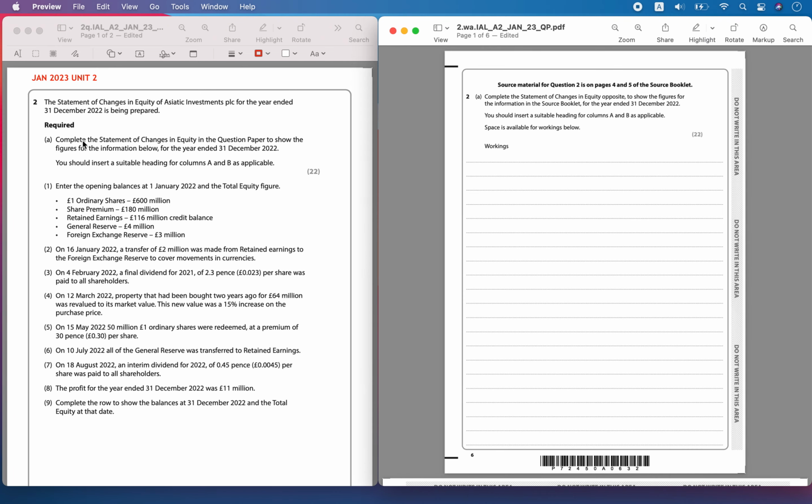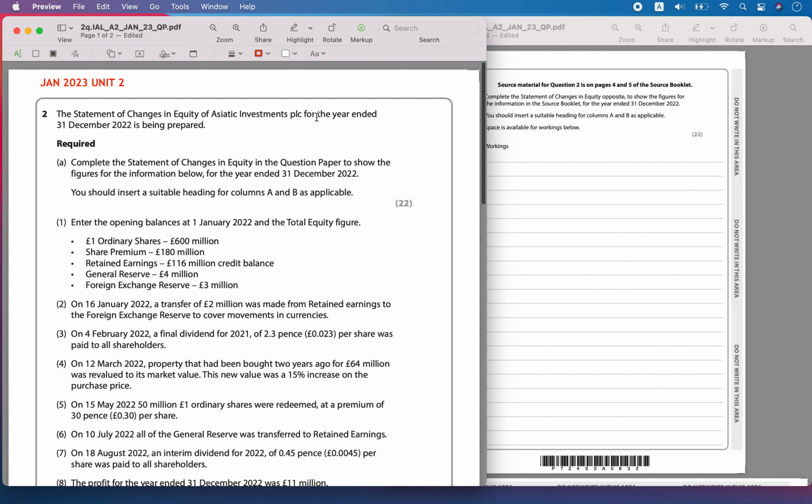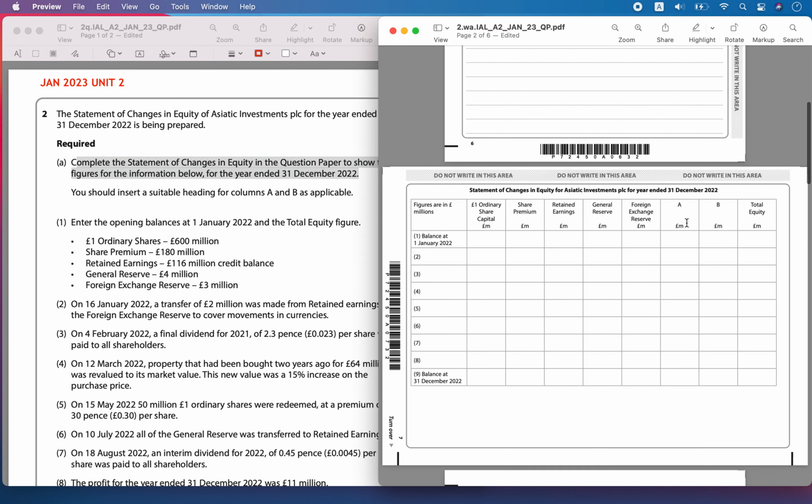Hello, today we are solving Jan 2023 Unit 2, question number 2, the statement of changes in the equity of Asiatic Investments PLC for the year ended 31st December 2022 is being prepared. Now, required is to complete the statement of changes in equity in the question paper to show the figures for the following information for the year ended 31st December 2022. You should insert a suitable heading for the columns A and B as applicable.